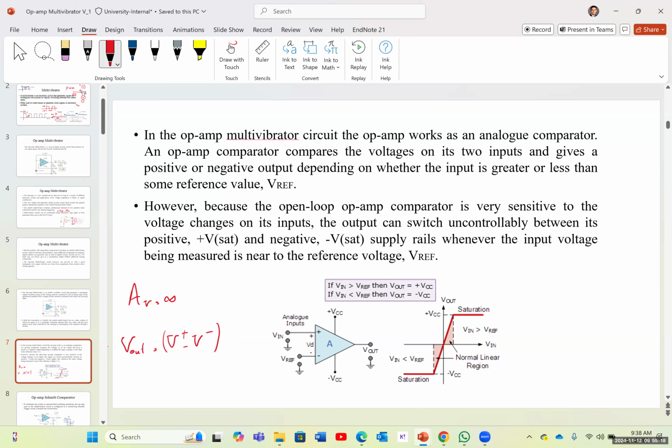AV is V out over V in, just a reminder. And V in is equal to V positive minus V negative, the input positive voltage minus the input negative voltage. Therefore, V out would be V positive minus V negative times AV.